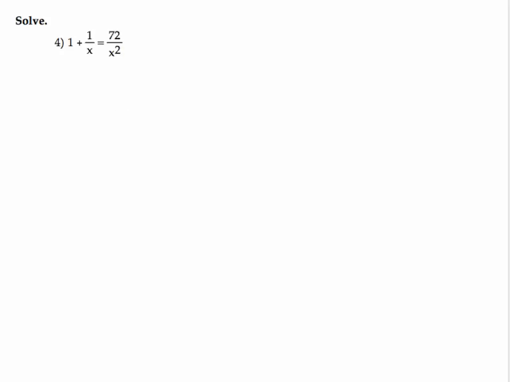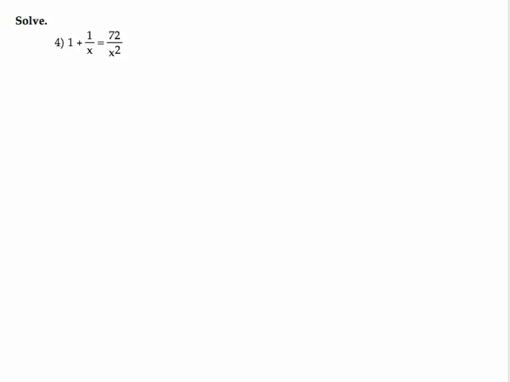All right, here's a great rational equation where I need to solve for a value of x that would make this statement true. And keep that in mind. When you're solving for x, what you're looking for is the number that you can plug in for x here that'll make this side equal to that side.